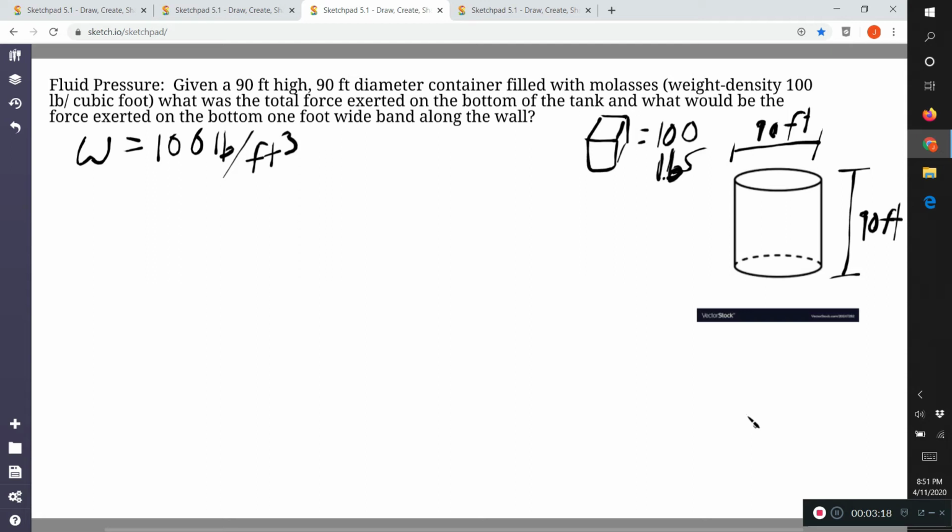So, we're going to ask two questions. The first is, what is the total force exerted on the bottom of the tank? So, this circle on the bottom. And what would be the force exerted on the bottom 1 foot band along the wall? So that'll actually be along the side, and that's going to involve calculus. The first part, not going to involve calculus.